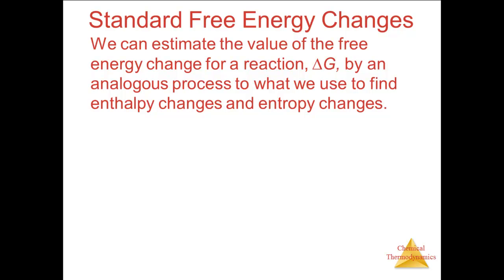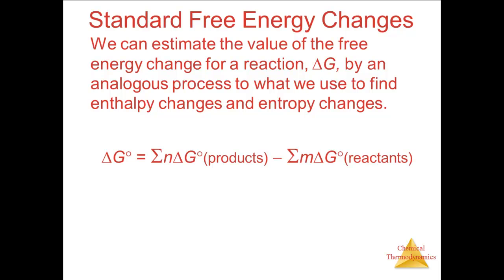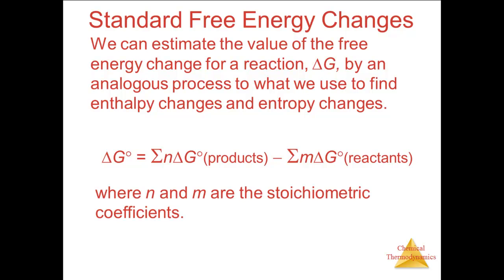We can then estimate the value of delta G for a reaction in the same way we find the enthalpy change, delta H, for a reaction, by using the standard free energy of formation for the substances. The equation is delta G for the reaction equals the sum of n times delta G for each of the products minus the sum of m times delta G for each of the reactants. The n and m are the coefficients in the balanced equation.